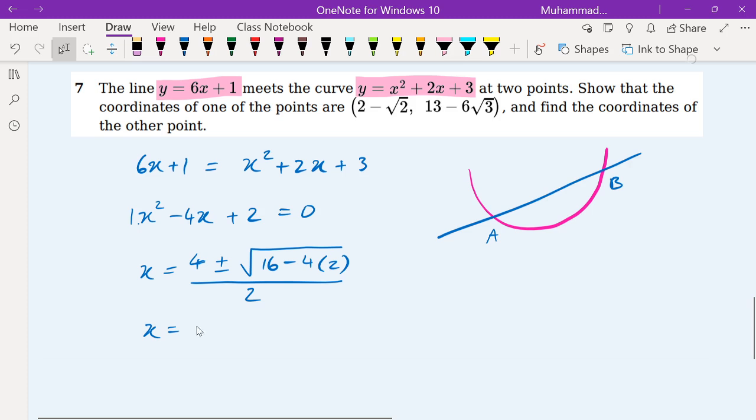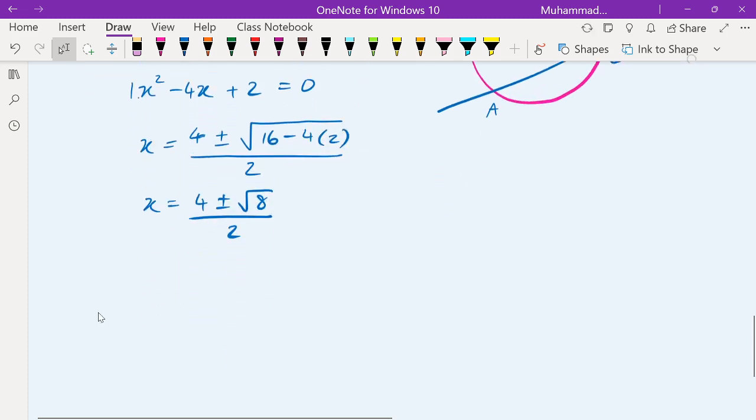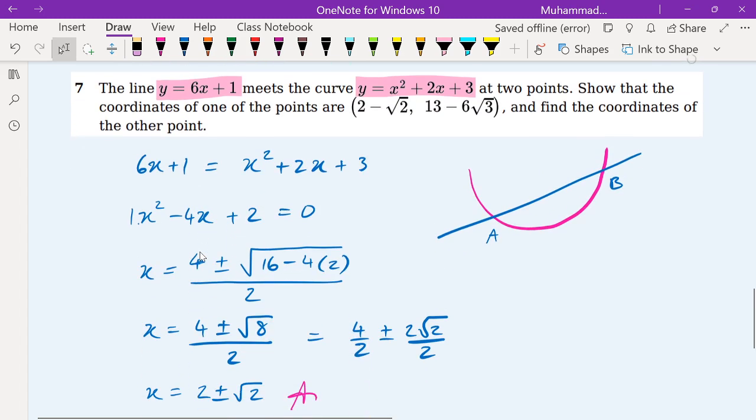So plus minus root of 16 minus 8, that's root 8 over 2. Definitely 2 can come out. I can write it like this, 4 over 2 plus minus, from here I can write 2 root 2. 8 can be written as 2 root 2 over 2, which leaves me with the values 2 plus minus root 2. There you go. So you can leave them as they are. We need to find out the coordinates. Pay attention to this.